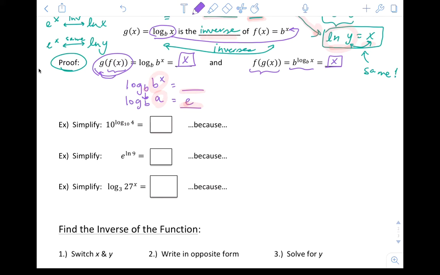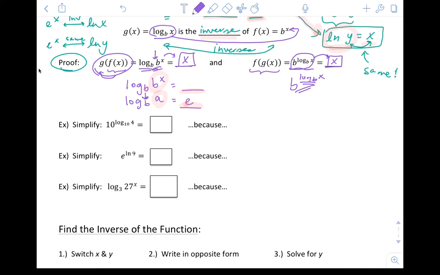Here's how simple this actually is. The short version: when you see a base raised to the log of the same base, or you see log first and you have log base b of the same base, the double b's, so double b's or double b's, every time your answer drops down, it just becomes the x.